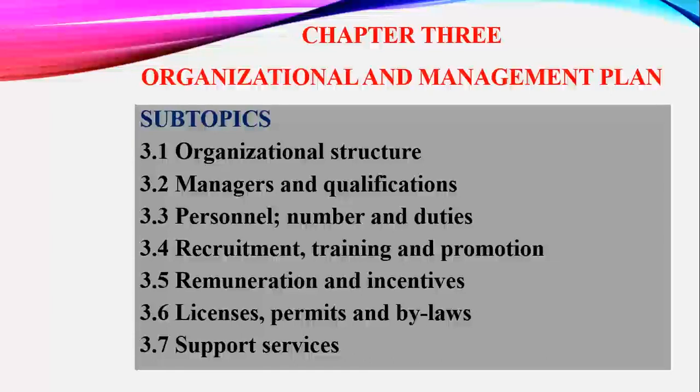And the subtopics. Chapter 3, subtopic 1, that is organizational structure. Tell us how the structure will be. If it is a company, maybe you have the CEO, then you have several managers, several supervisors, then you have people at the lower level. Draw that diagram. You can have a pyramid for the organizational structure. Tell us about the managers and their qualifications. You can tell us about the supervisors, line managers, branch managers, personnel, number and duties.